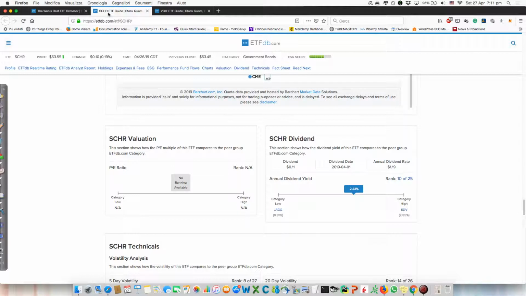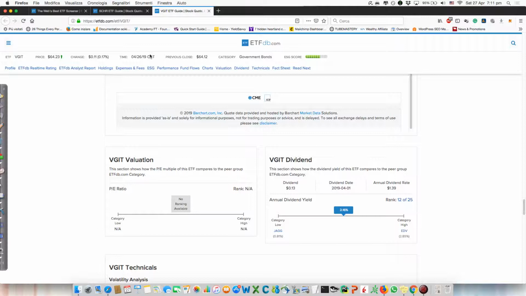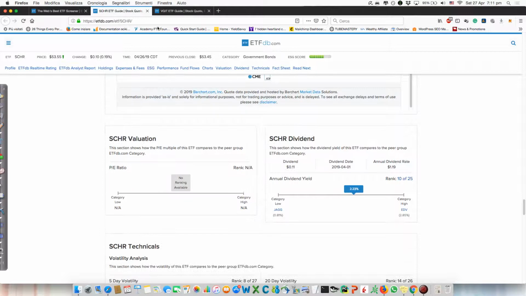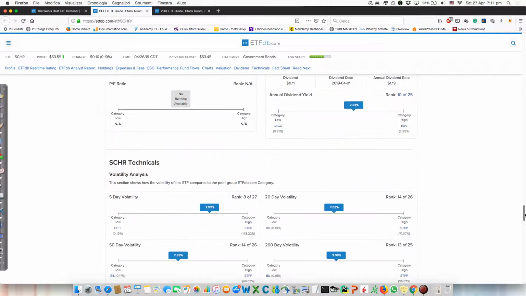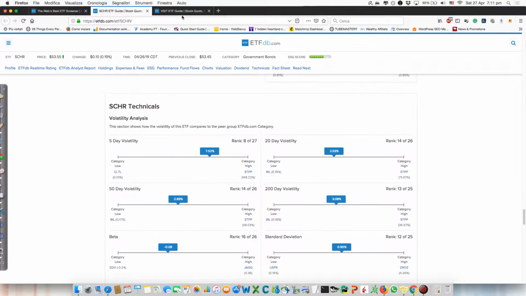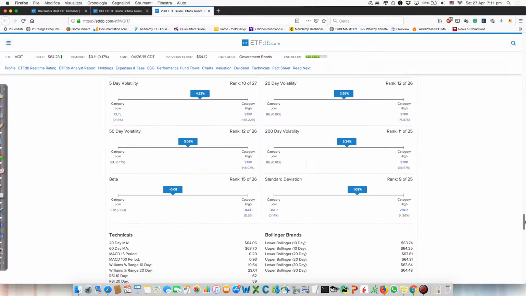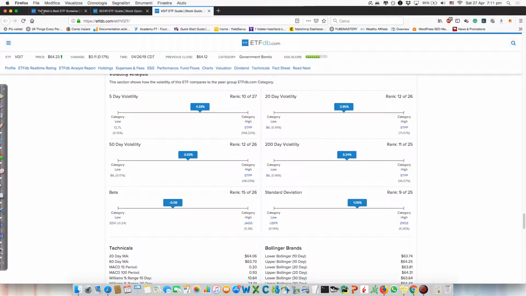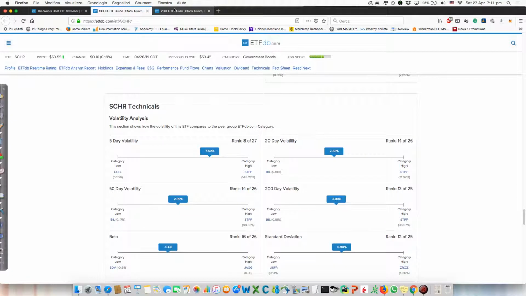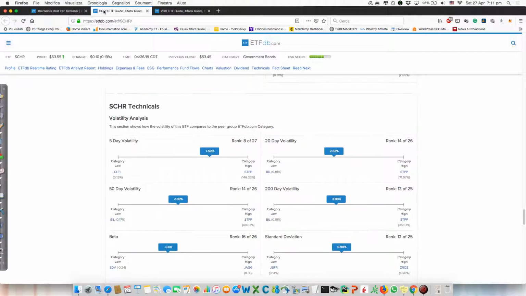And remember that this SCHR is the one with lower expense ratio. So it may be a consequence of this low expense ratio that we have slightly more dividends here. Yeah, the other things are similar, right? The beta, that is basically telling you the correlation with the market, is similar. Here we have a little more, yeah, the volatility is even higher for this one. Okay.